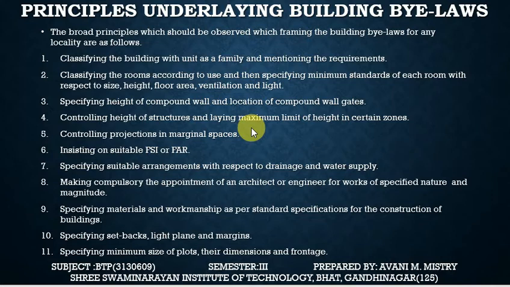Specifying the height of compound wall, location of the compound wall gates, controlling height of the structure, laying maximum limit of height in certain zones, controlling projections in the marginal spaces, insisting on suitable FSI and FAR. Okay, specifying suitable arrangement with respect to the drainage and water supply, making compulsory the appointment of an architect or engineer for the work of specified nature and magnitude, specifying materials and workmanship as per the standard specification for the construction of the building, specifying the setbacks.